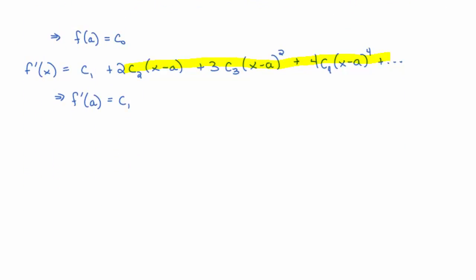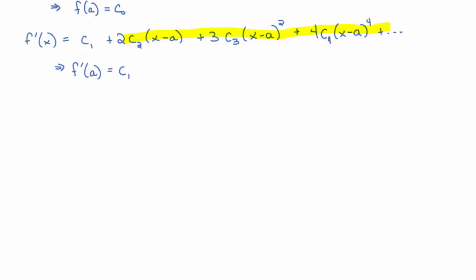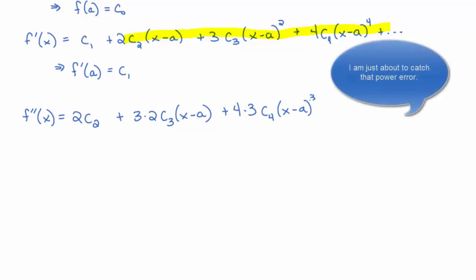Okay, now we're going to figure out what f double prime at a is, so we'll need to figure out what f double prime of x is. Well, f double prime of x is equal to, again, the first term, its derivative is 0. Second term, its derivative is 2c sub 2. The next guy in line is 3 times 2c sub 3 times (x minus a) to the first. The next guy is 4 times 3 c sub 4 times (x minus a) to the second, plus so on and so forth down the line.